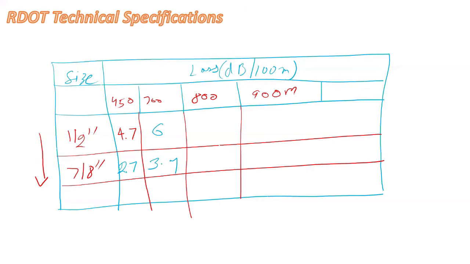So just remember, when the diameter increases, our cable loss decreases. But when our frequency increases, our cable loss increases. This is a very important concept that can be used in the next few slides.